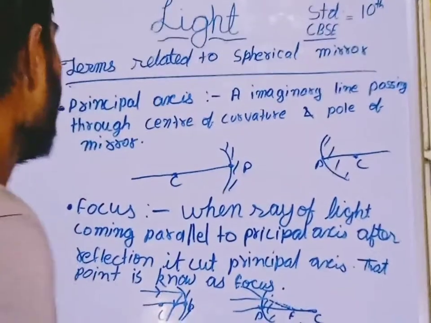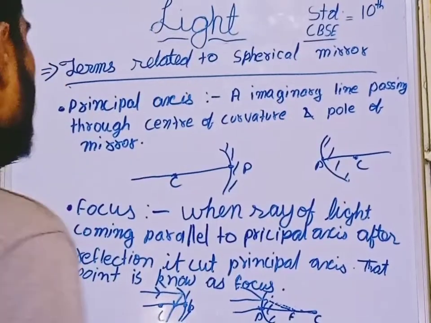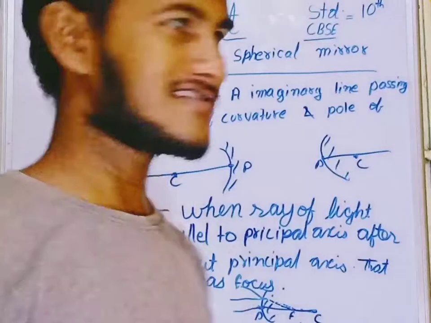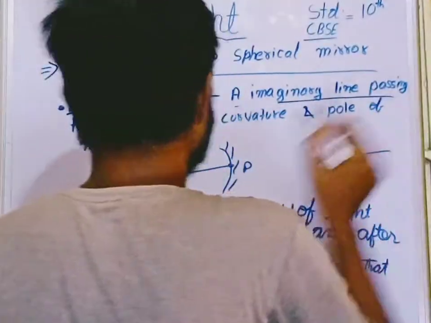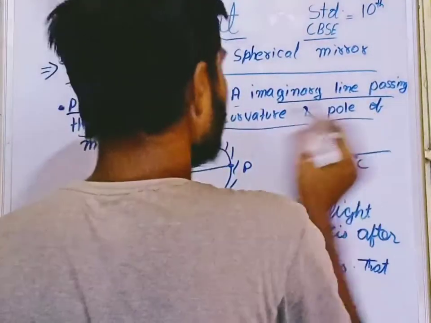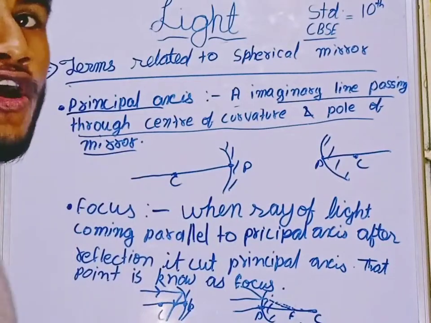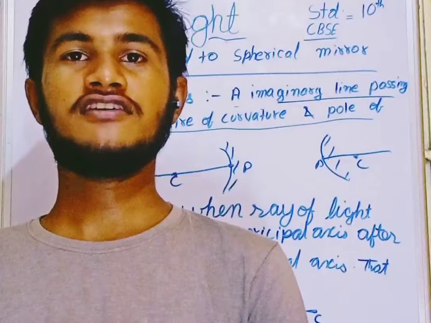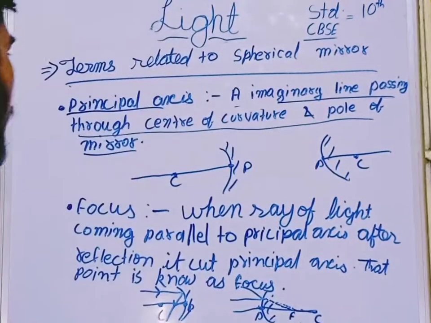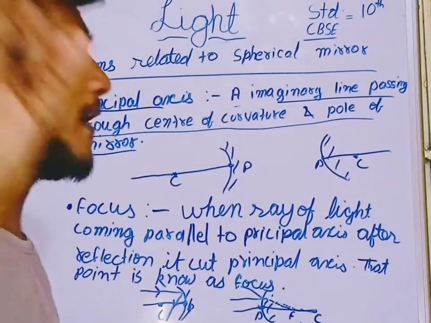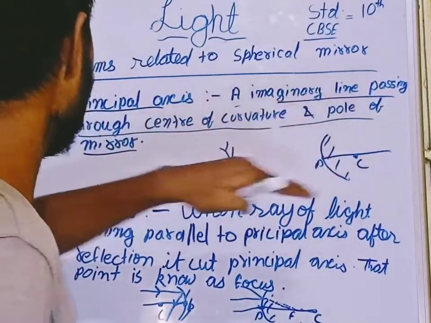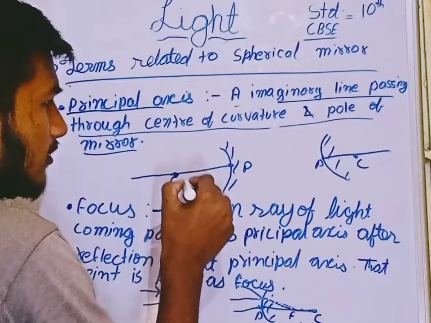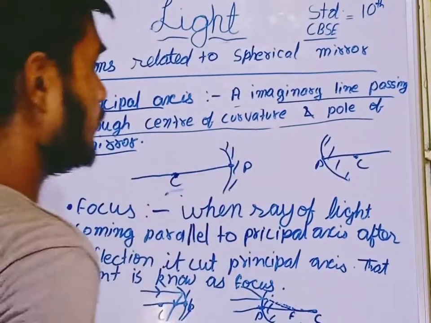Now let us see another term. Principal axis. Principal axis is an imaginary line passing through center of curvature and pole of mirror. First of all, you have to recall center of curvature and pole of mirror. An imaginary line passing through center of curvature and pole of mirror. What does it mean? This is a center of curvature, and this is a pole of mirror.